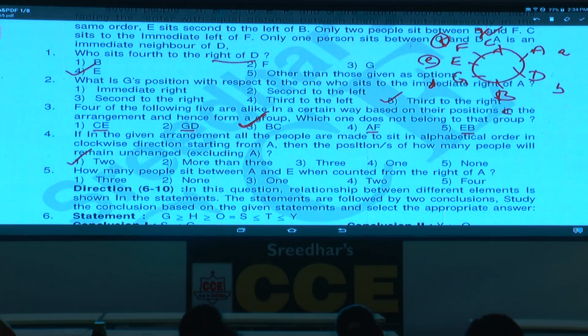Then question number 5: how many people sit between A and E when counted from the right of A? Counted from the right of A to E, how many persons are there? There are 2 persons, C and F. That is choice 4. Now this is about question numbers 1 to 5.